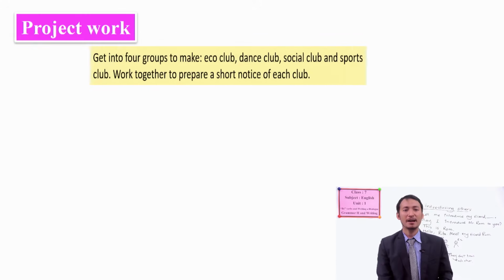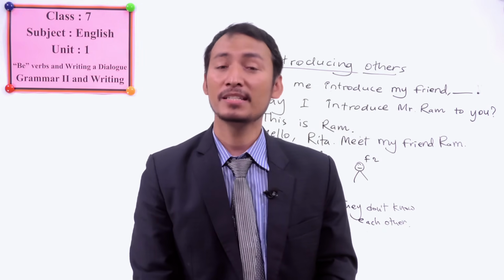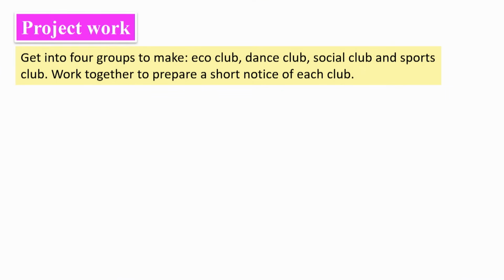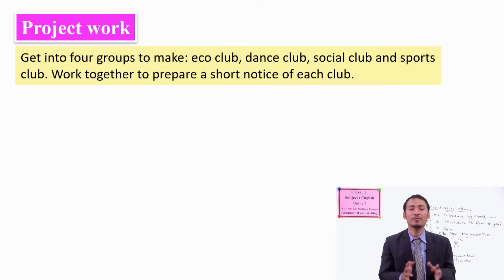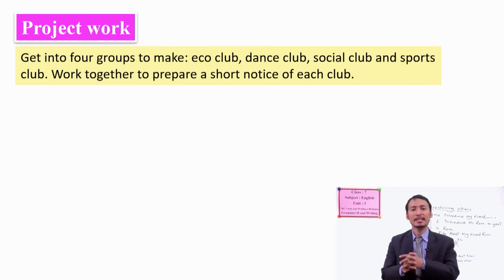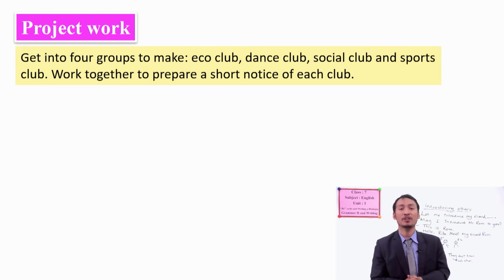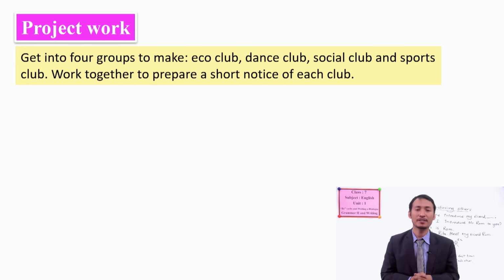Okay, students, now let's look at the project work from our book. I'll just remind you what is here. You have to get into 4 groups. Make your friends your group: eco club, dance club, social club, and sports club. Divide your groups into different clubs and work together to prepare a short notice for each club.